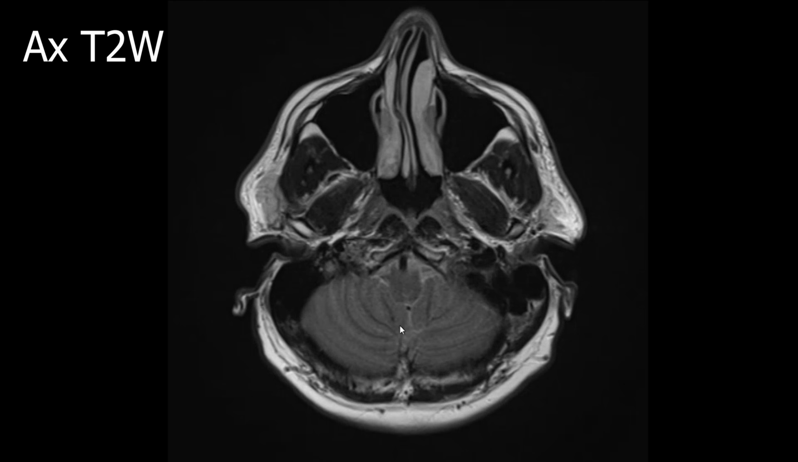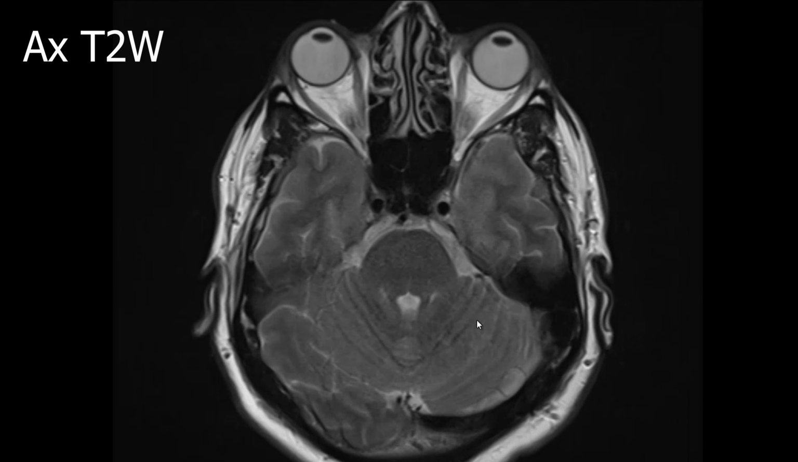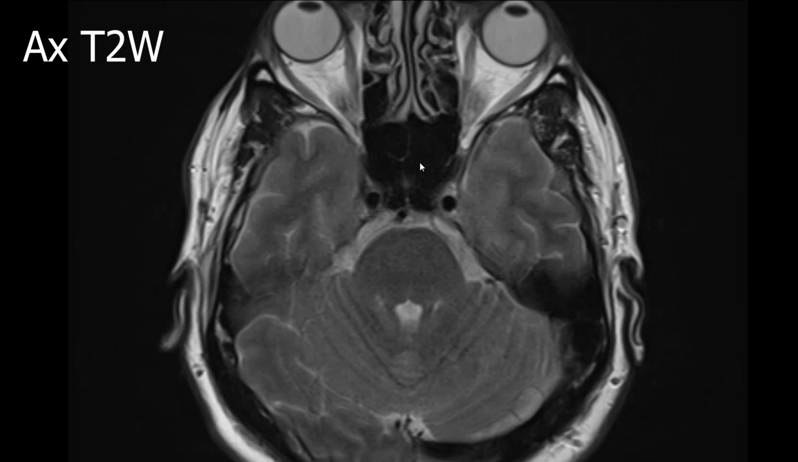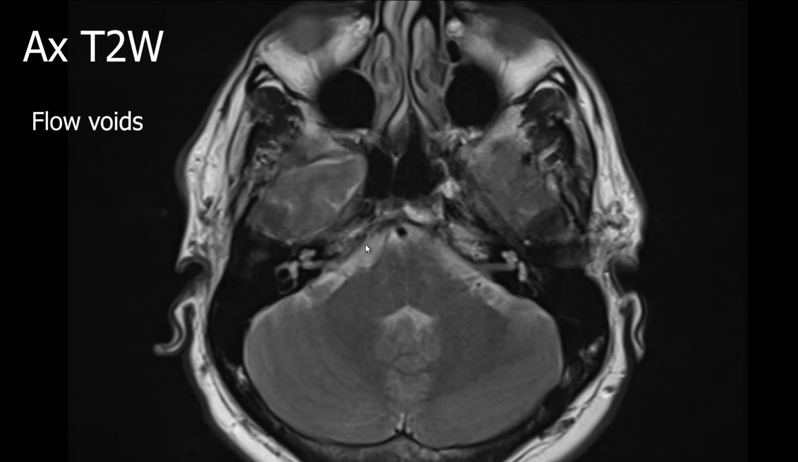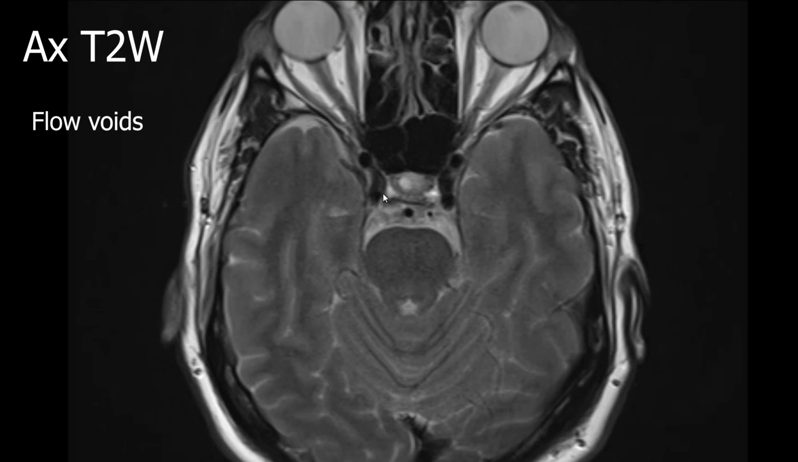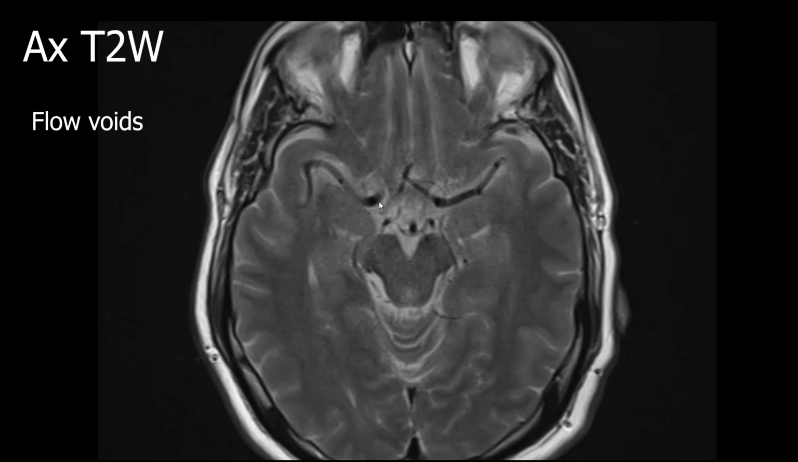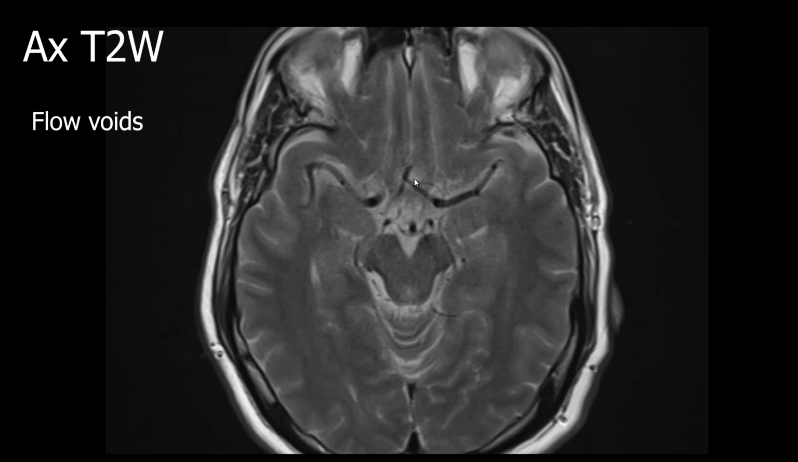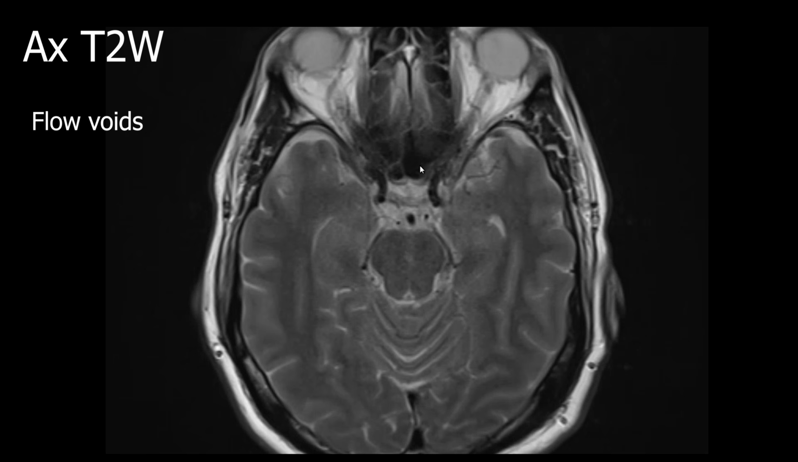The next sequence I look at is axial T2. If this is included in my protocol, I would love to check the flow voids on axial T2 weighted images because they're much easier to see. So these are the flow voids of the carotids. They should be dark. This is the basilar artery. These are the MCAs. These are the A2 ACAs.